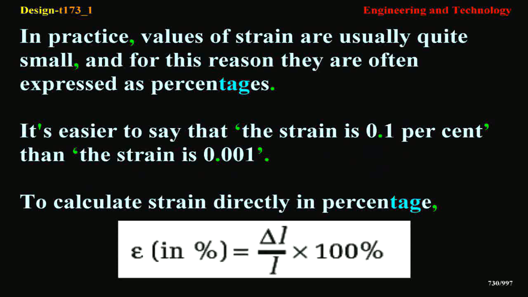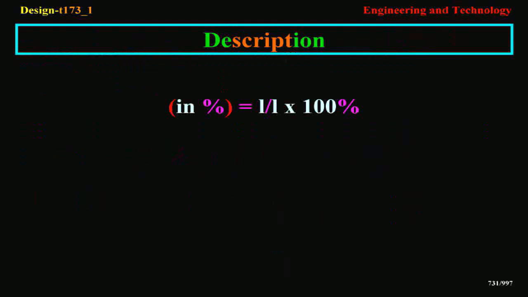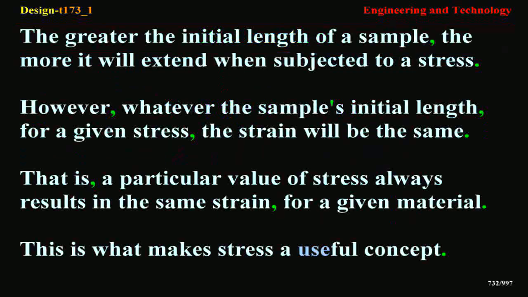To calculate strain directly as a percentage, strain equals ΔL over L times 100. The greater the initial length of a sample, the more it will extend when subjected to a stress. However, whatever the sample's initial length, for a given stress, the strain will be the same. That is, a particular value of stress always results in the same strain, for a given material. This is what makes stress a useful concept.